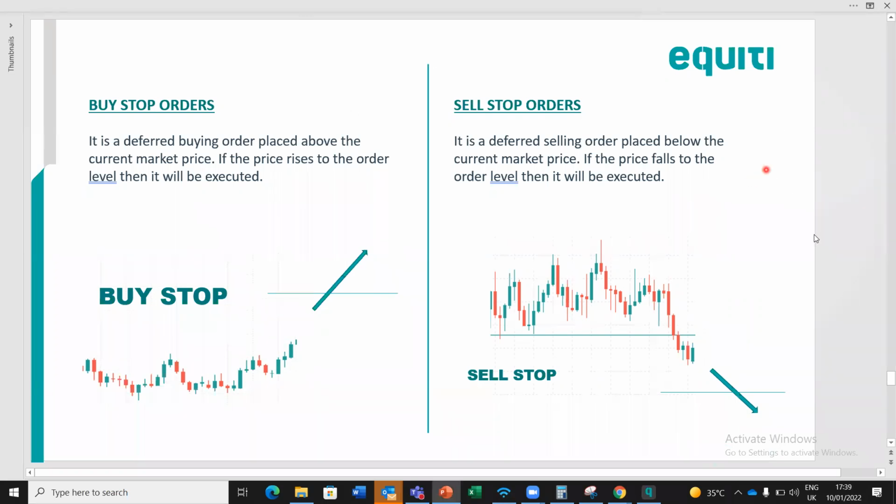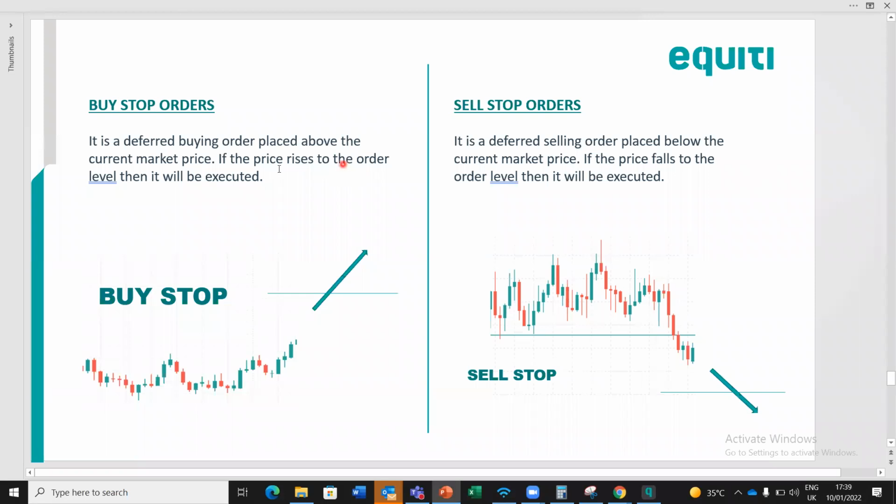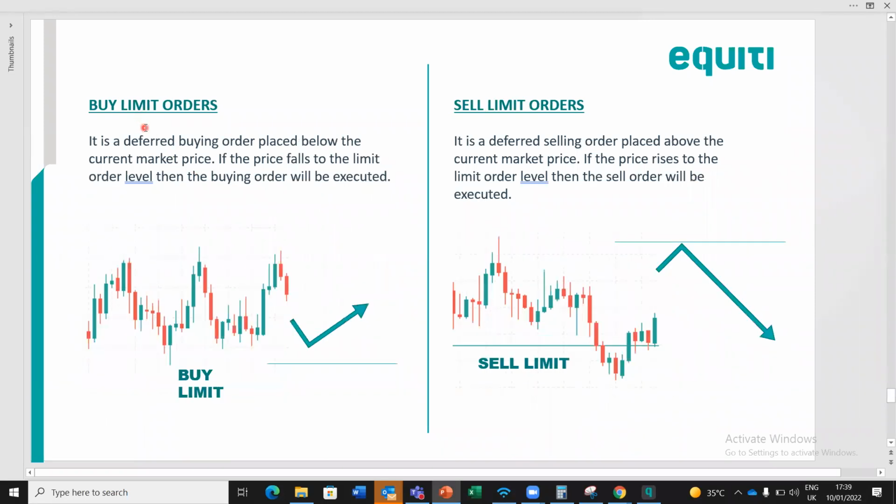All right, so we have next the buy limit orders and the sell limit orders. Please follow me keenly, just follow me. You have the buy limit orders and the sell limit orders. Now, the buy limit order is also a deferred buying order. This time around, it is placed below the current market price. All right. Remember, in the buy stop order, the entry price is placed above the current market price. But in this case, for buy limit, it is placed below the current market price. And I'll explain that. Just follow me.